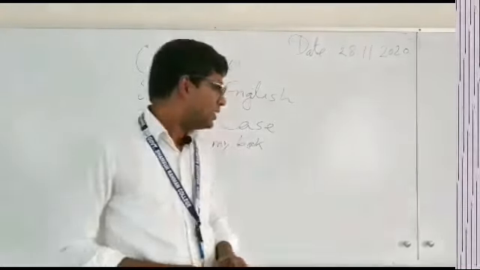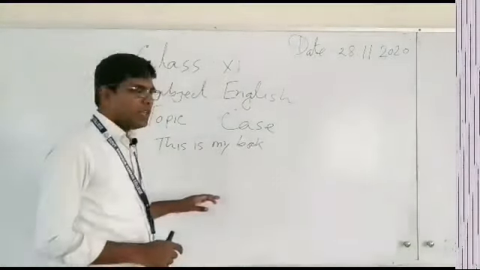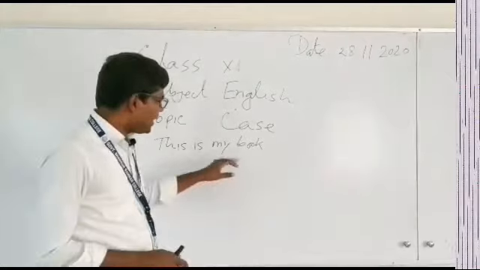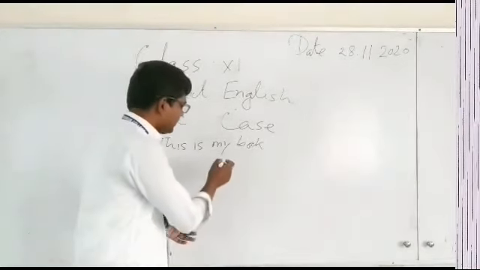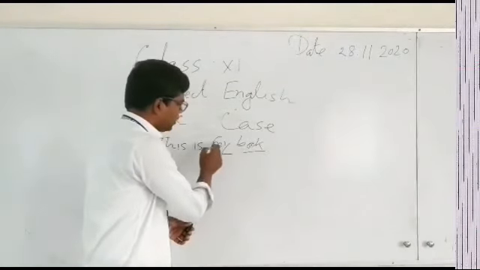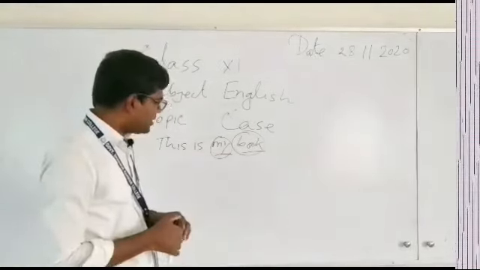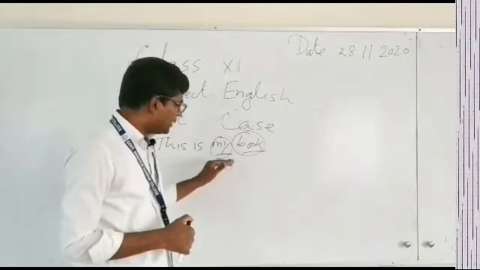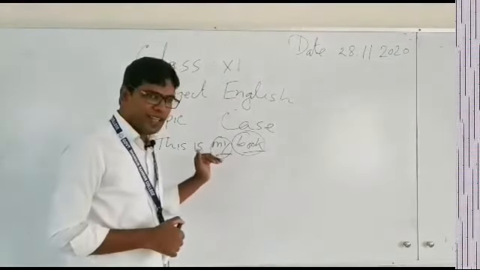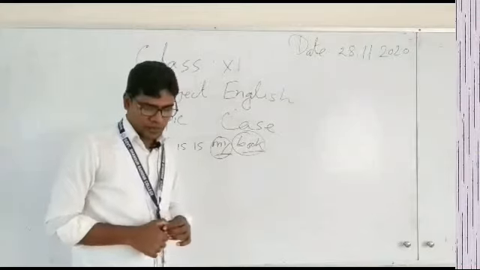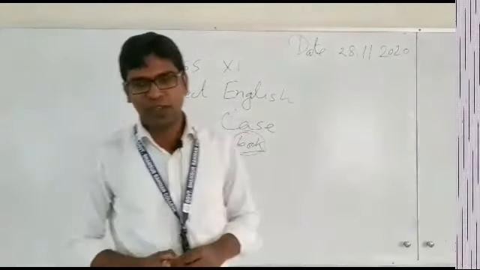If we consider this example, it will be clear to you. This is my book. In this sentence, my and book are a pronoun and a noun. Between these two words, there is a link. My book. This link is called case. So, students, I think the definition is clear to you.